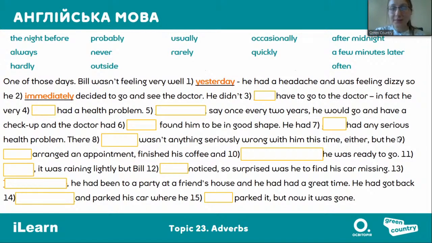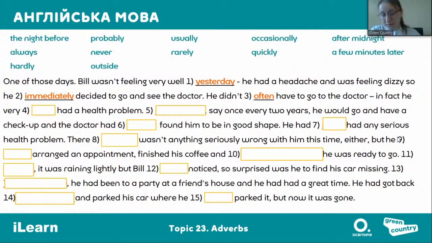Okay, let's go next. He didn't often have to go to the doctor. In fact, he had a health problem. У нас тут аж 2 їх в одному реченні. He didn't often, that's right, have to go to the doctor. In fact, he had a health problem.